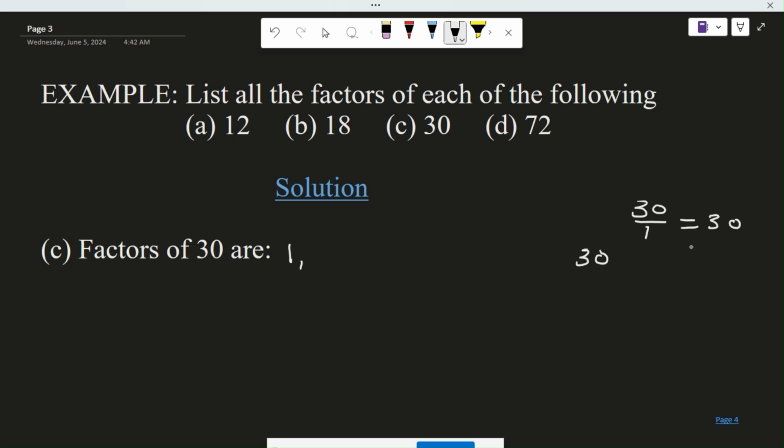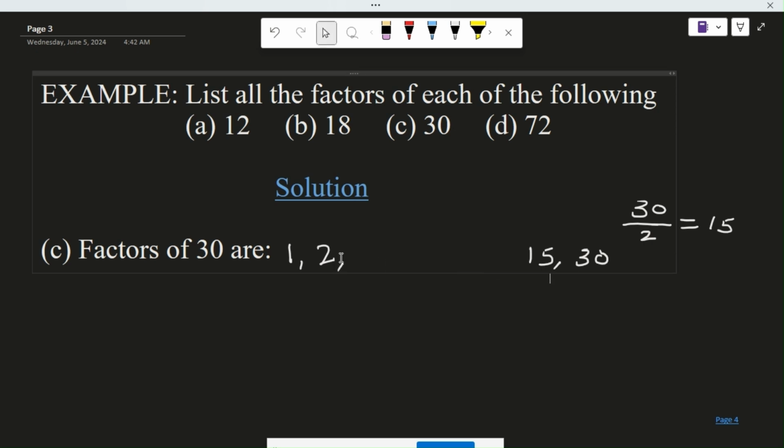Alright. Then after that, I will consider using 2. If 2 can divide 30, let's see what we obtain. Okay. So 30 divided by 2 will give us 15. If you use a calculator, you can use that to confirm. Then we write 2 and our outcome, which is 15.